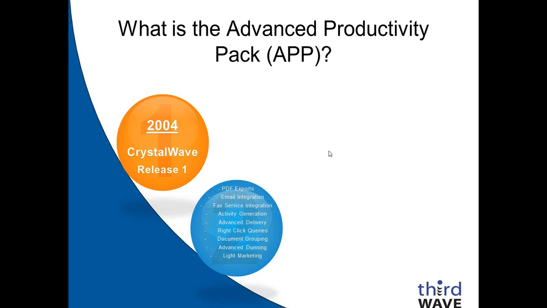We're getting started talking about what Advanced Productivity Pack is in general. In 2004, Third Wave released Crystal Wave for version 6.5 of Business One. Crystal Wave supplemented what SAP had at the time for printing and print design, which was the Print Layout Designer. If anybody's worked with it, it had a few shortcomings, and it definitely wasn't the best tool out there. So for the first time, Third Wave's Crystal Wave product provided seamless integration between SAP Business One and Crystal Reports.